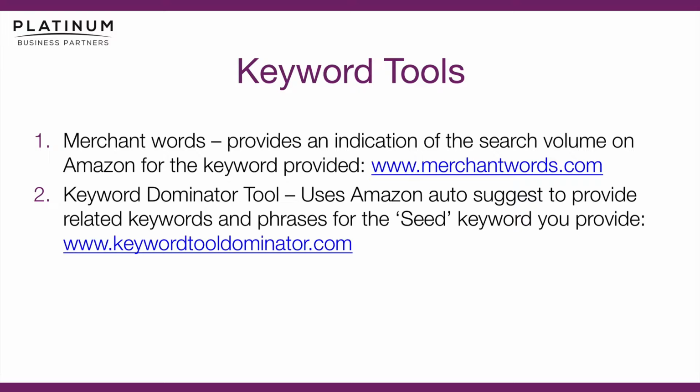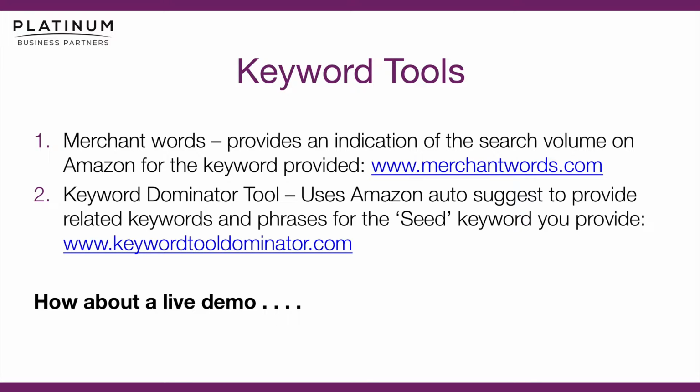Now, I'm sure you've all seen this. Amazon Auto Suggest is the facility on Amazon where if you go into their search bar and start typing in a word, it will actually try and predict what it is you're looking to search for, and it will fill that out for you. Now, Keyword Tool Dominator saves you the trouble of having to go through Amazon and type in multiple keywords, and it will actually extract that data.